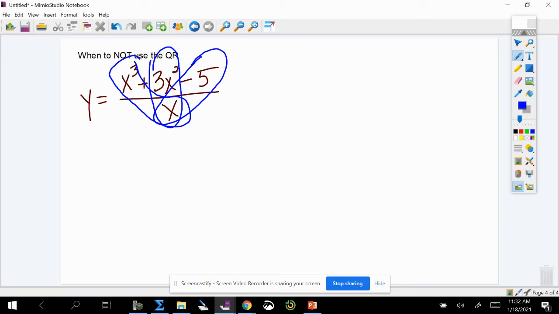You are allowed to do this. You cannot do this with the numerator. You can't reverse pretzel. It doesn't work that way. So when you do that, you're going to get x cubed divided by x is x squared. 3x squared divided by x is 3x. And minus 5 divided by x is just going to be minus 5x to the negative 1. We're going to rewrite it with a negative exponent.